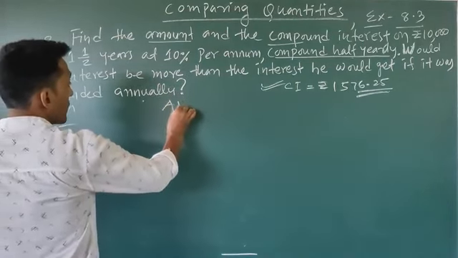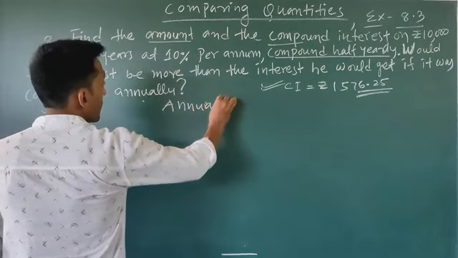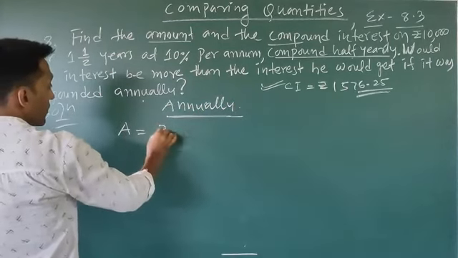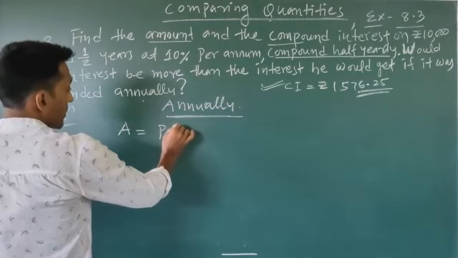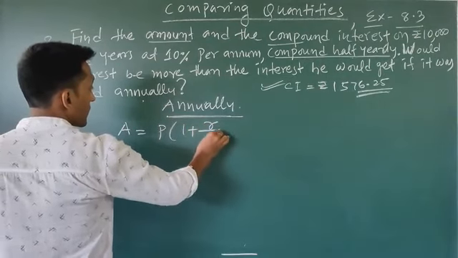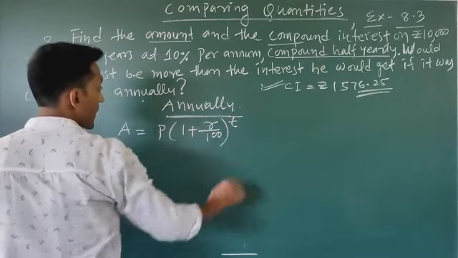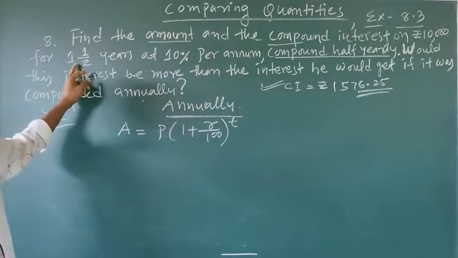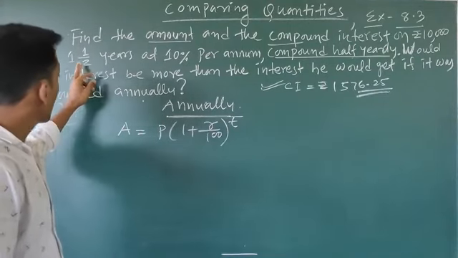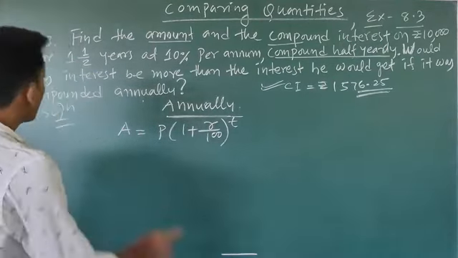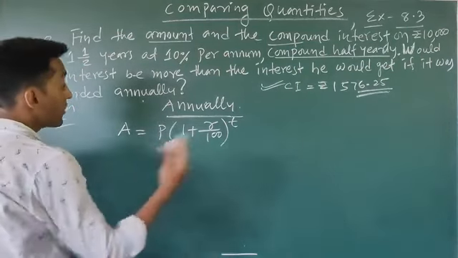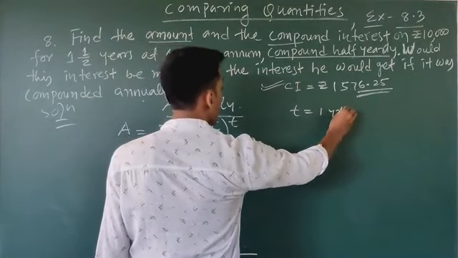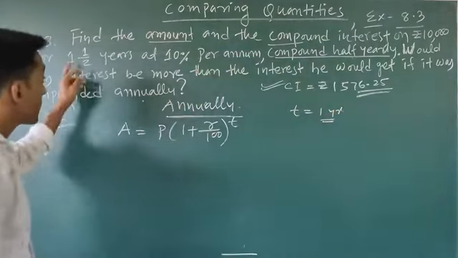Now annually, that means first you find the amount: principal into 1 plus rate of interest upon 100 to the power time. Here the time given is 1.5 years. So first you have to find the amount for 1 year, then we will find it for the next half year. First time will be 1 year.